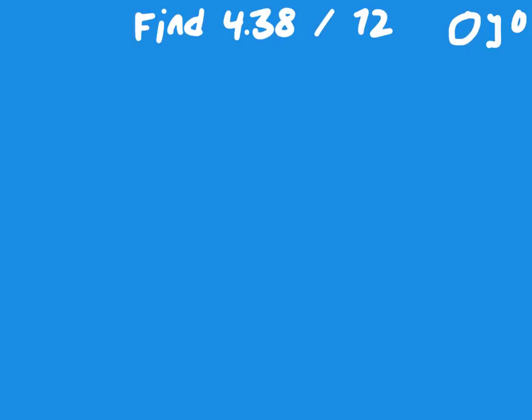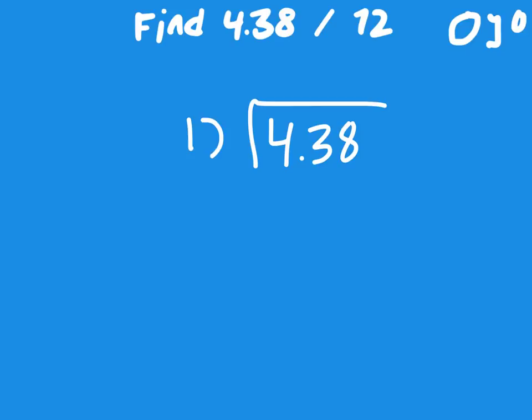Here's the next one for you to try on your own. This is going to be 4.38 divided by 12. And there is something different about this one that you might come across as you work it out. Just keep going. Unpause it and we'll walk through it together. But don't get confused or discouraged if you come across something that we haven't talked about just yet.